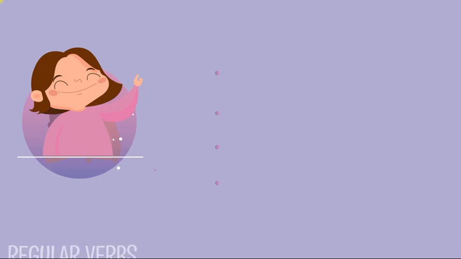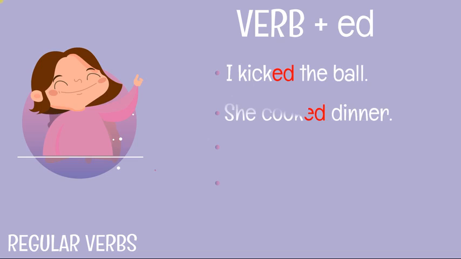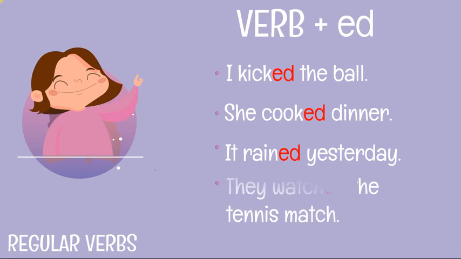For regular verbs, we simply use the infinitive form of the verb and add ed for the singular forms and for the plural forms. For example, I kicked the ball, she cooked dinner, it rained yesterday, they watched the tennis match.